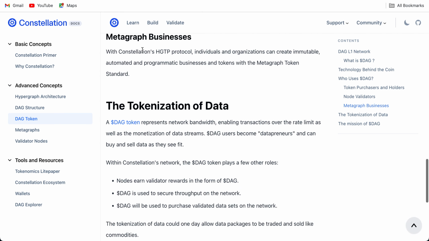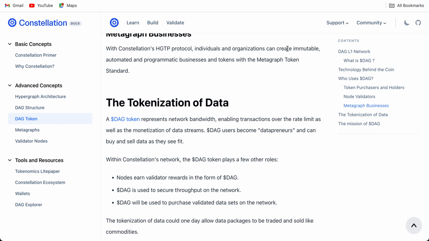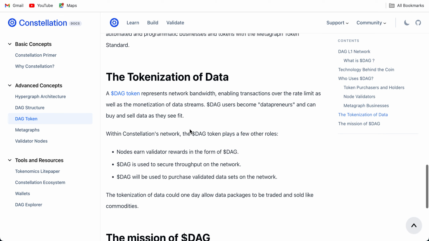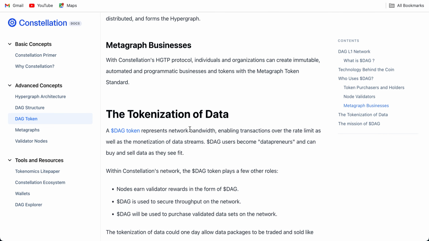Metagraph businesses. With Constellation's 8GTP protocol, individuals and organizations can create immutable, automated, and programmatic businesses and tokens with the Metagraph token standard, so they can use and build their own programmatic businesses, their DApps and whatnot on the Constellation Network.